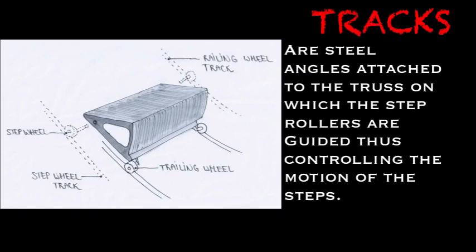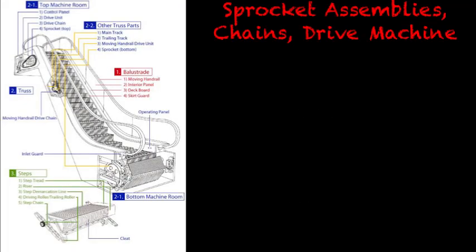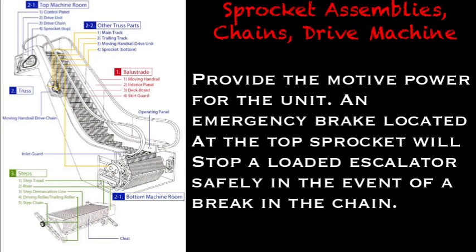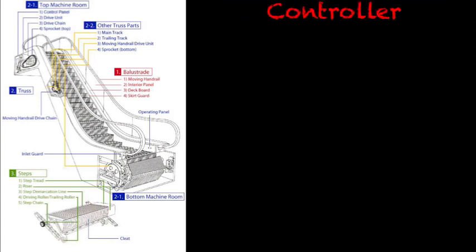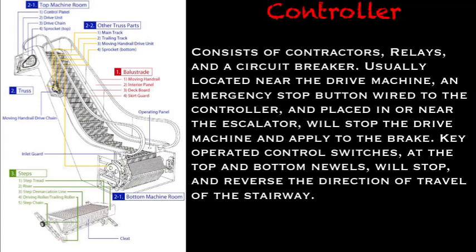Tracks are steel angles attached to the truss on which the step rollers are guided, thus controlling the motion of the steps. Sprocket assemblies, chain, and drive machine provide the motive power for the unit. An emergency brake located on the top sprocket will stop a loaded escalator safely in the event of a break in the chain. Controller consists of contactors, relays, and a circuit breaker, usually located near the drive machine.